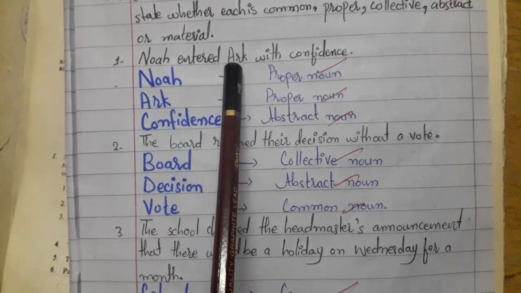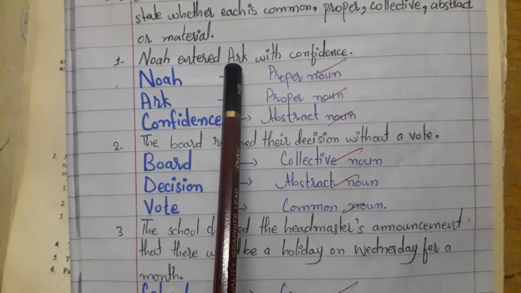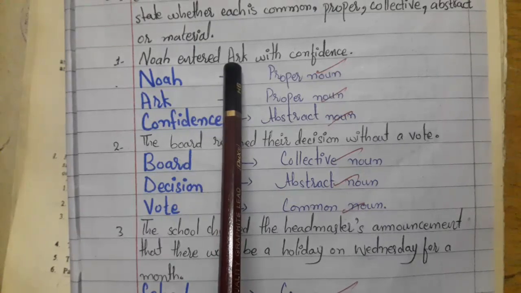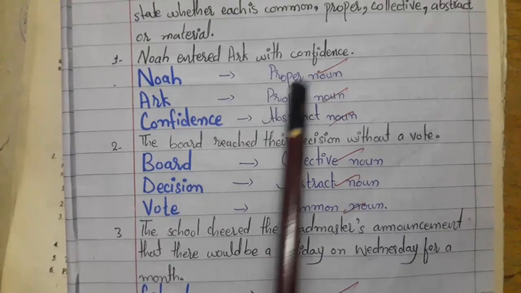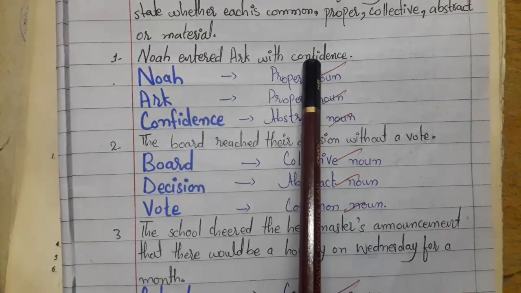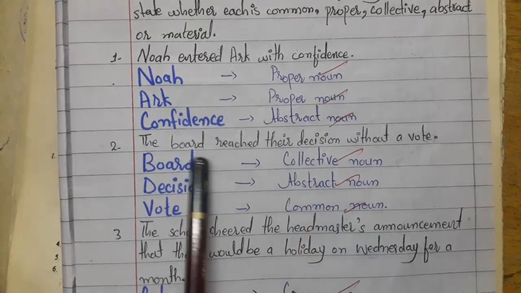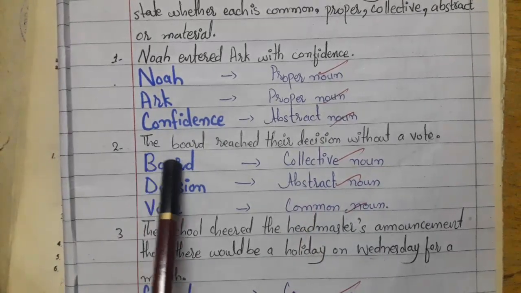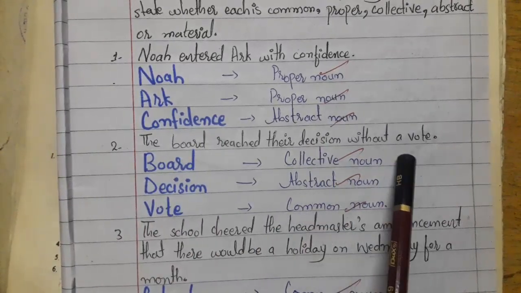Ark is the name of a specific ark, so we will mention it in capital letter. So it will come into the category of proper noun. In confidence, it is a quality which we can just feel. So it is an abstract noun. Move towards the second. The board reached their decision without a vote.